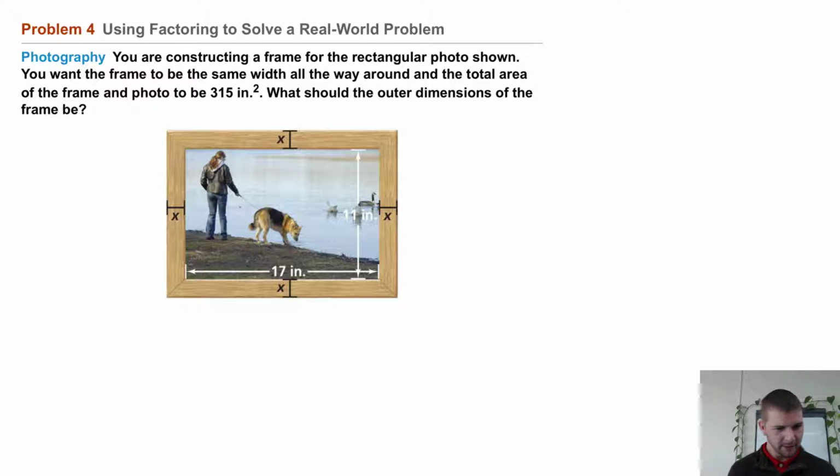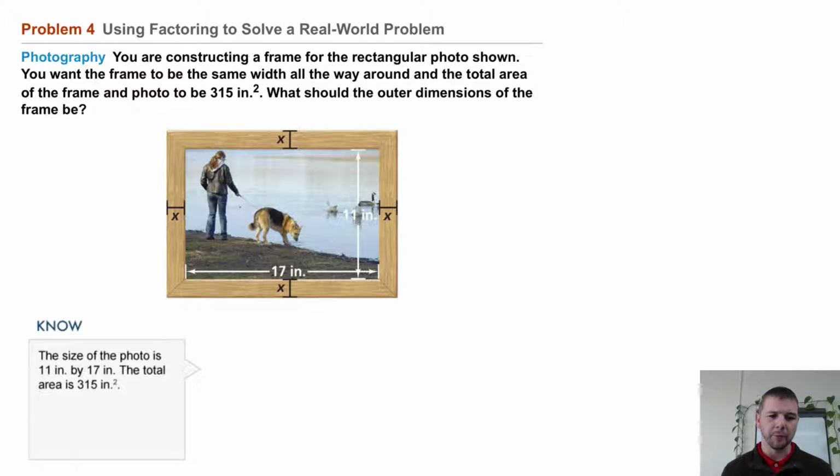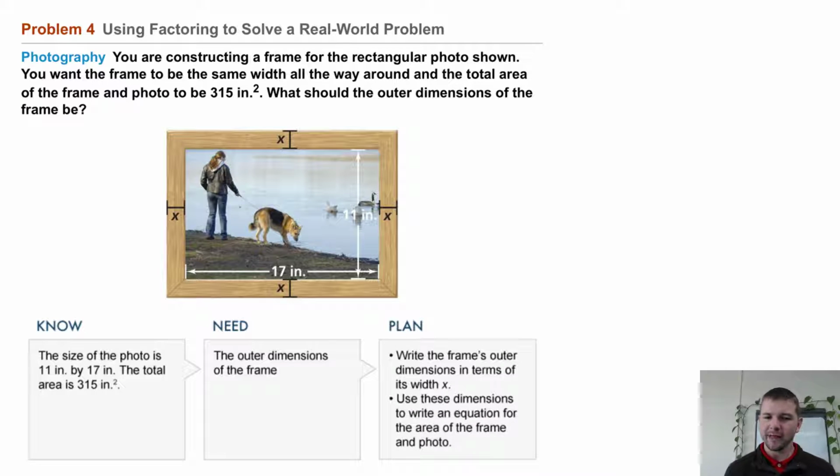Consider the photo, the measurements shown, and consider what you know. You know the size of the photo is 11 inches by 17 inches. The total area is 315 square inches. Consider what you need. You need the outer dimensions of the frame. And so your plan? Write the frame's outer dimensions in terms of its width, x. Then use the dimensions to write an equation for the area of the frame and photo.